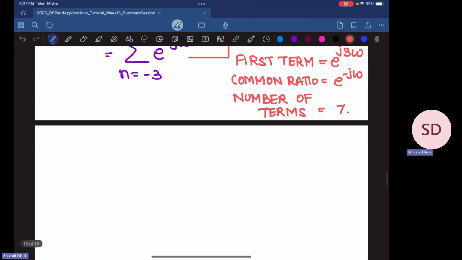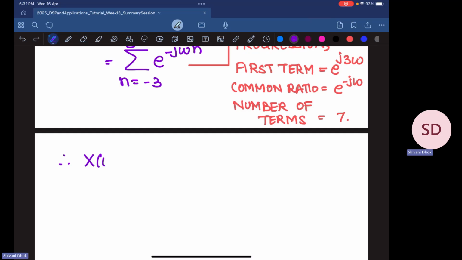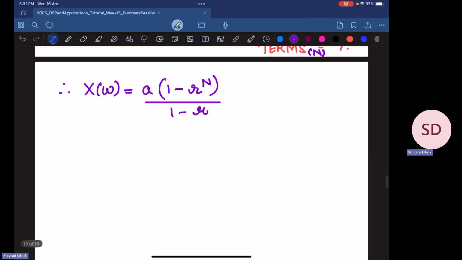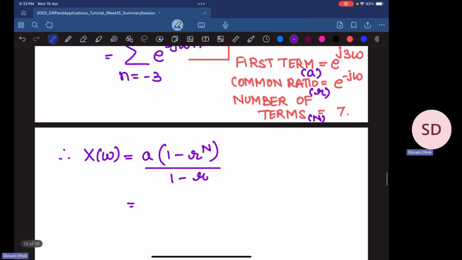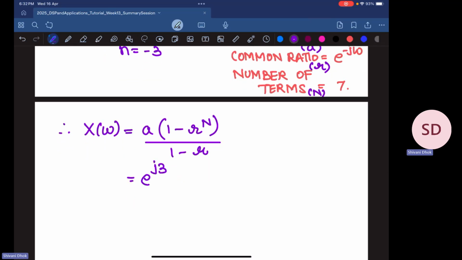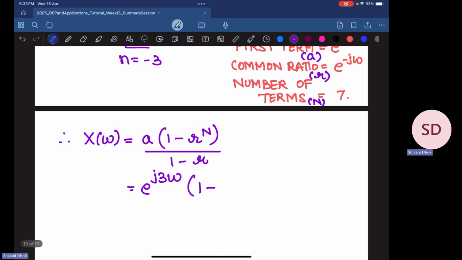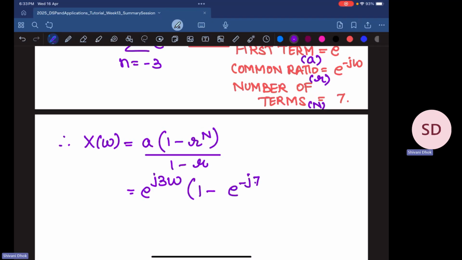Okay, so therefore X of omega I can write as first term, let me name it A, R and N. So this is equal to A into 1 minus R power N divided by 1 minus R. So what do we get? Here A is e power j3 omega, common ratio is e power minus j omega, and N is 7. So this will be e power minus j7 omega whole divided by 1 minus e power minus j omega.